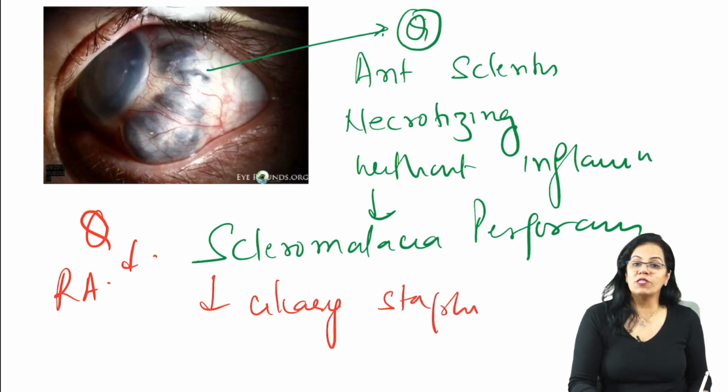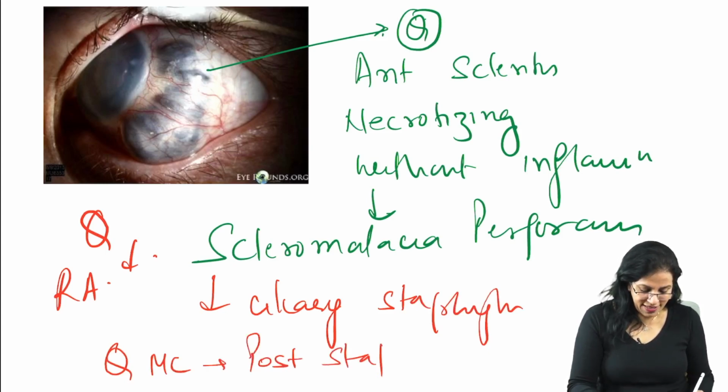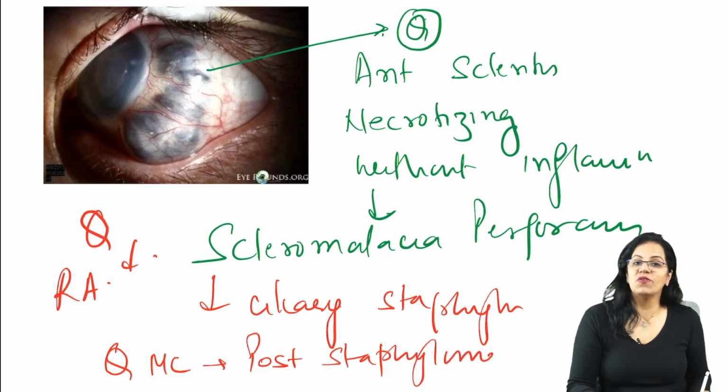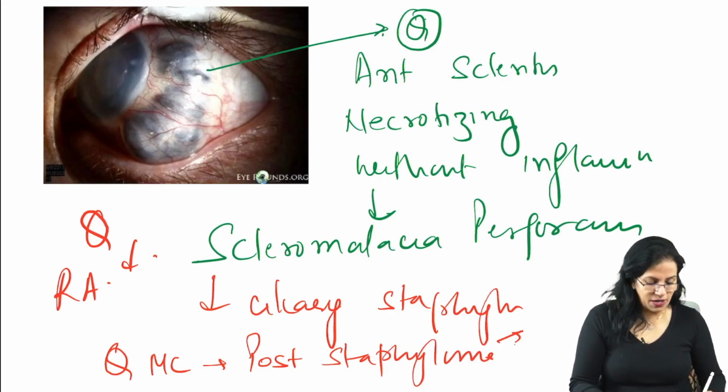Okay, one more question, which is the most common type of staphyloma? Most common is posterior staphyloma. Staphyloma is ectasia of the eyeball with herniation of uveal tissue. Posterior staphyloma, what did we read? In which condition? Pathological myopia. Please note down, pathological myopia, right?